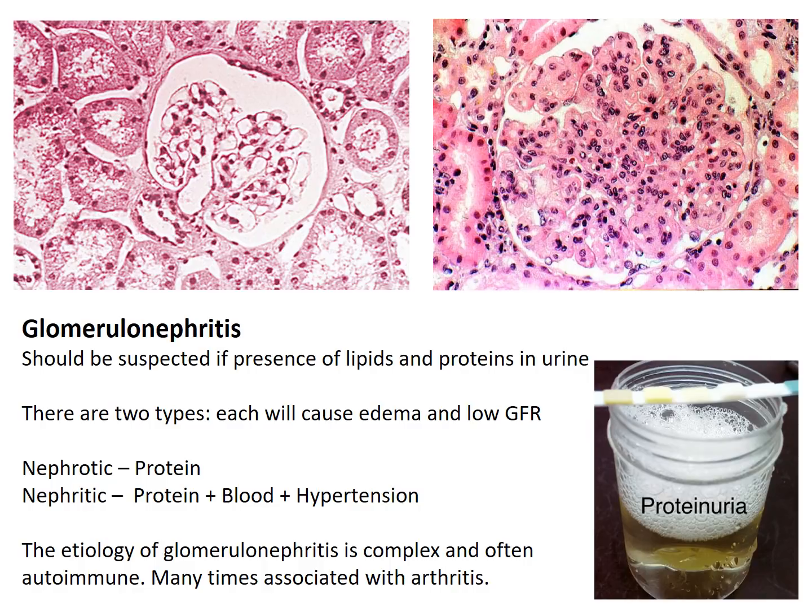Nephrosis, or the term nephrotic, stands for protein in the urine. Nephritic stands for protein and blood in the urine and hypertension, all right? So glomerulonephritis can have two forms. You can have a nephrotic form where there's just protein in the urine, or a nephritic form where there's protein and blood in the urine. Those individuals tend to have a higher incidence and risk of life-threatening hypertension when they have the nephritic type.